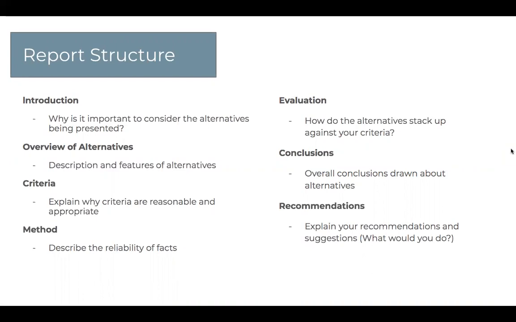The third section is going to be the criteria. You're going to want to explain why the criteria are reasonable and appropriate for your client. And the fourth is going to be the method. Just like any research report, you're going to want to describe the reliability of your facts, where you sourced them from, what your process was, etc. The fifth is going to be the evaluation. Again, like any research project or report, how do the alternatives stack up against your criteria? You're going to want to thoroughly do an analysis and evaluation of them.